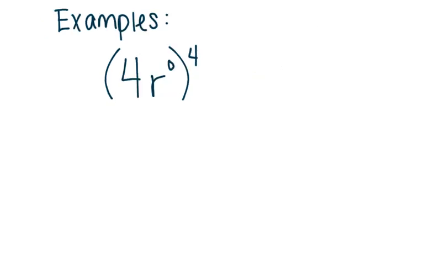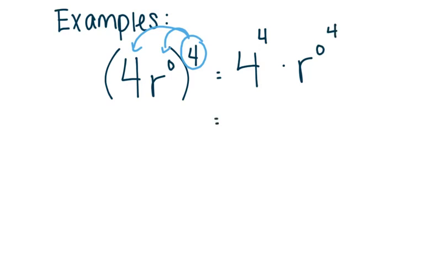Okay, very similar to that last one we just did. The 4r to the 0 power is in parentheses, which means that this 4th power applies to that exponent, but it also applies to the 4 also. So I'm going to rewrite it. We have 4 to the 4th, and then we have r to the 0 power to the 4th power. Let's clean this up a little bit. The first thing we're going to do is figure out what 4 to the 4th power is. It's 256.